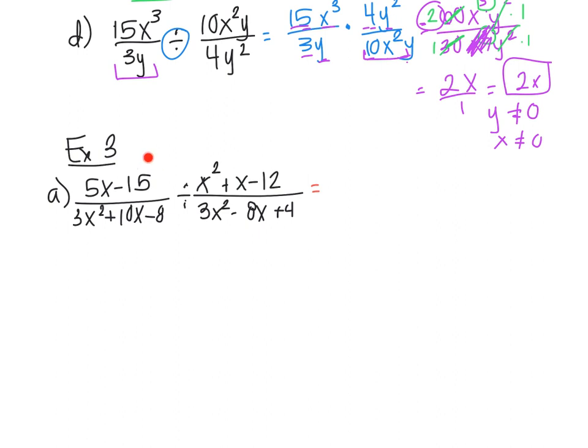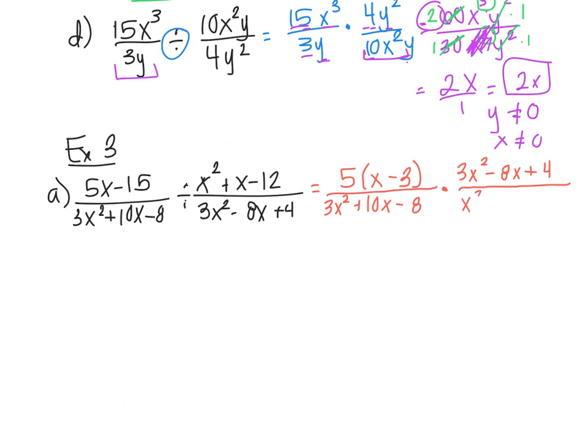Actually, while I'm doing this, I can take this 5x minus 15 and I can easily factor out this 5. So I'm going to write 5 outside, and that would result in x minus 3 right there. And then that's divided by 3x squared plus 10x minus 8. Now I'm switching this division problem to multiplication, which means I'm taking the reciprocal of the second fraction, which is 3x squared minus 8x plus 4 divided by x squared plus x minus 12.